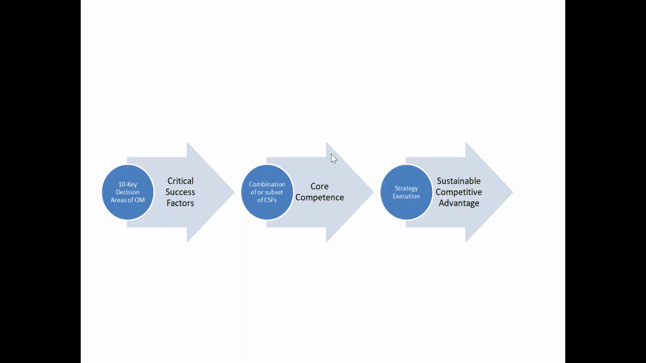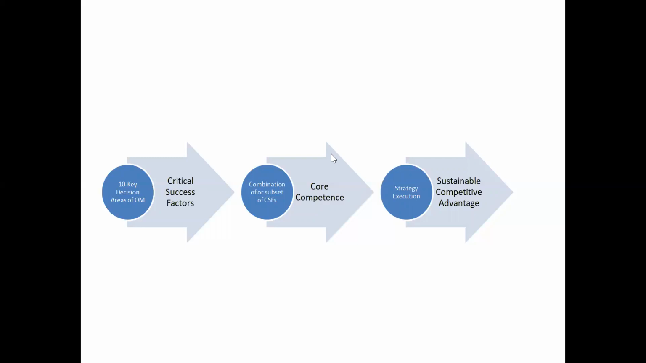On this slide, the first step is to identify critical success factors, which are based on the 10 key decision areas of operations management. And if you remember, they include goods and service design, quality, process and capacity design, location selection, layout design, and then they also include human resources and job design, then supply chain management. Apart from that, it also talks about inventory, scheduling, and maintenance.